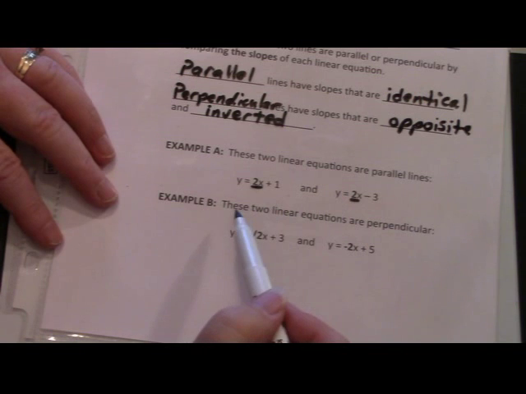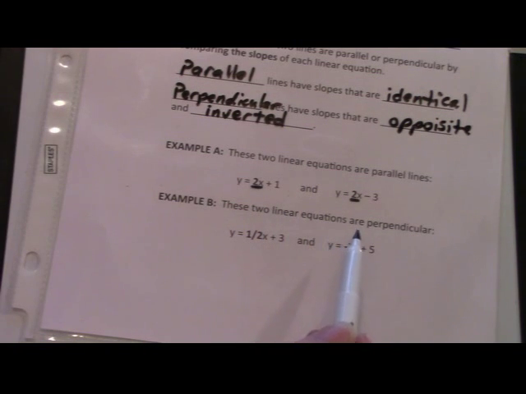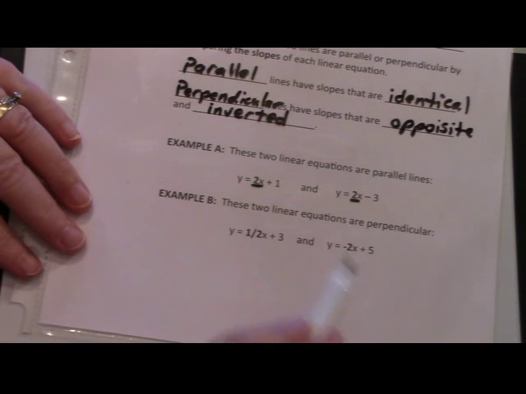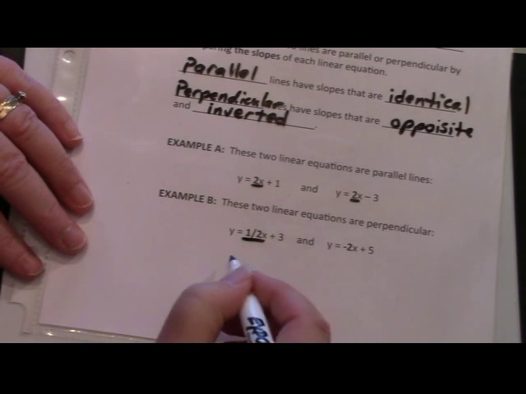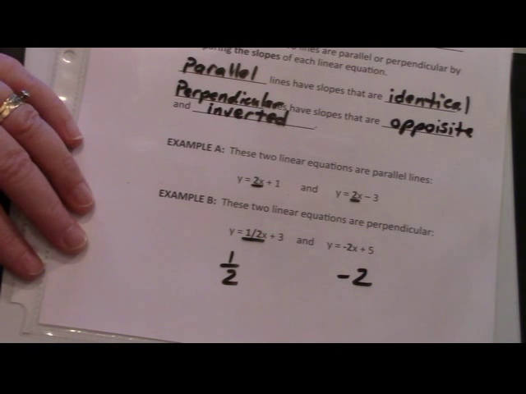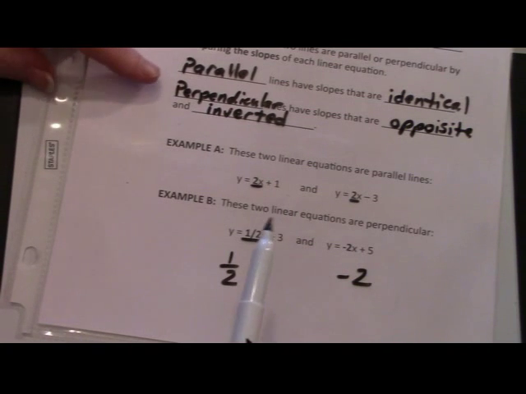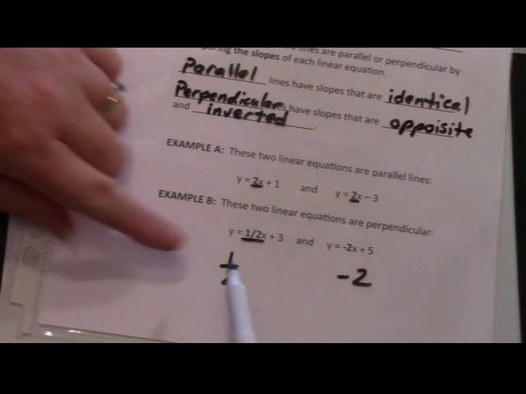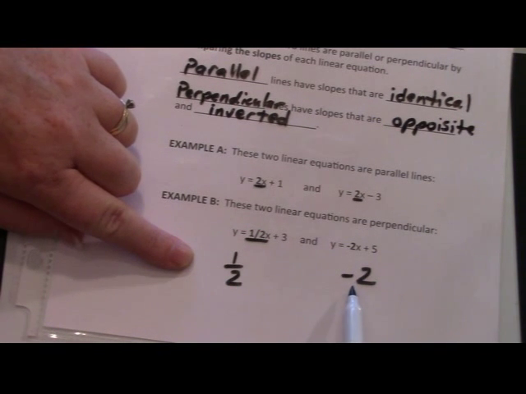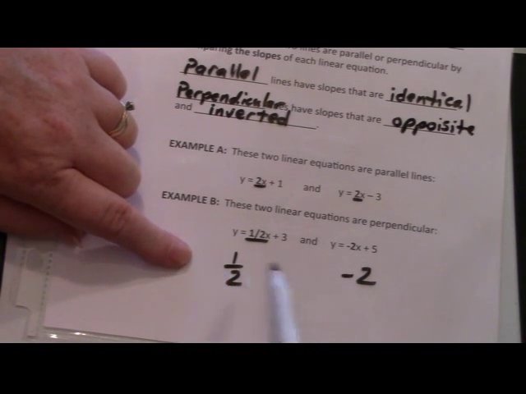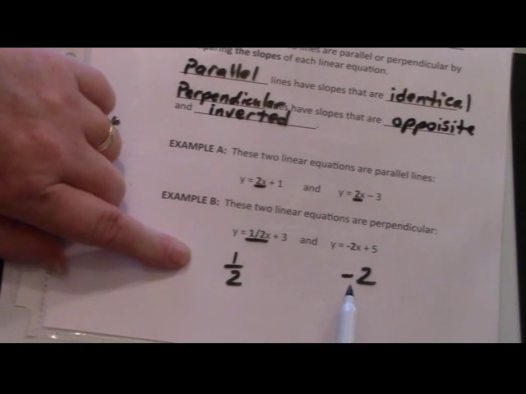In this example, these two linear equations are perpendicular. Without graphing them, I know that because this first slope is 1/2. This slope is -2. Well, let's look. Perpendicular lines have slopes that are opposite. What that means, the first one is positive. That means the next one has to be negative. If the first one were negative, the perpendicular slope would be positive. So they are opposite and they are inverted.